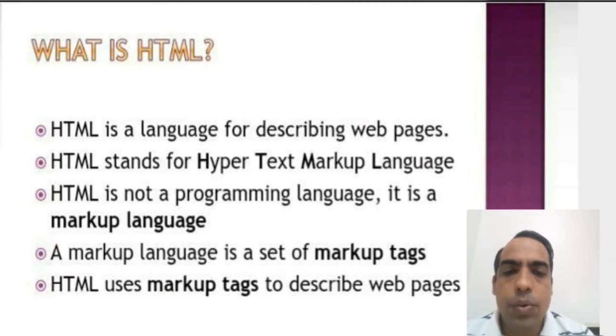Now I will explain you what is a HTML language. HTML is a language for describing web pages. HTML stands for Hypertext Markup Language. HTML is not a programming language, it is a markup language. It means it contains only commands, or you can say tags. A markup language is a set of markup tags. HTML uses markup tags to describe web pages.